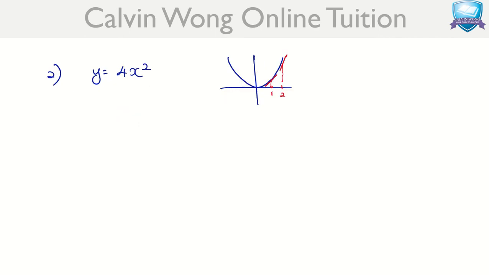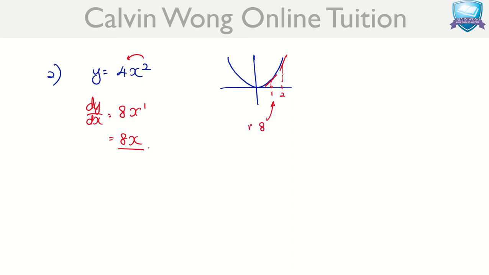Next, y equals 4x squared. Now, this is not linear anymore. This is a quadratic. A quadratic has different gradient at different points. So, how do we do differentiation? How do we find the gradient? dy/dx: the power, bring it down, times 4, reduce by 1, which is 8x. At different values of x, you have different gradients.